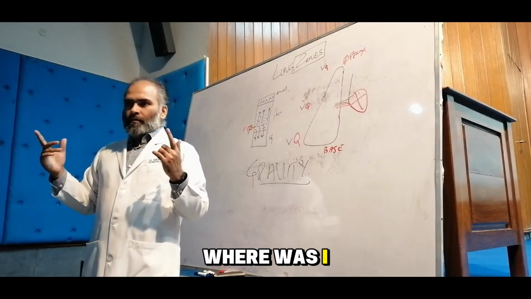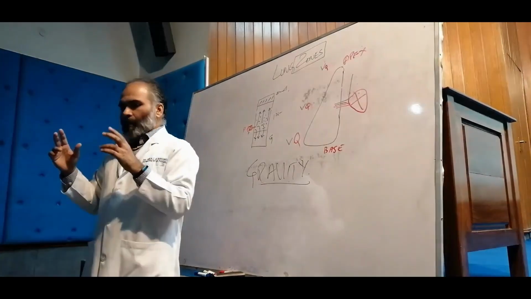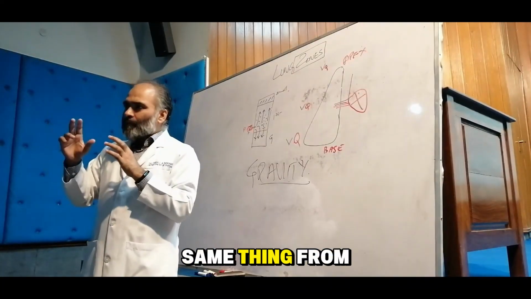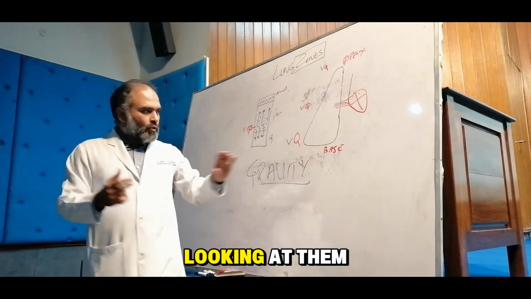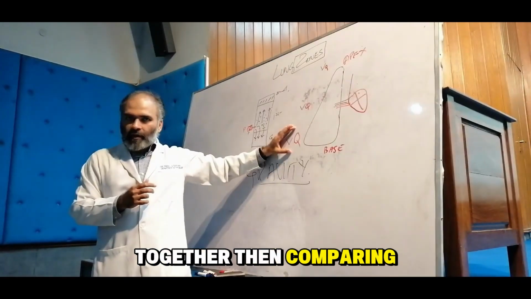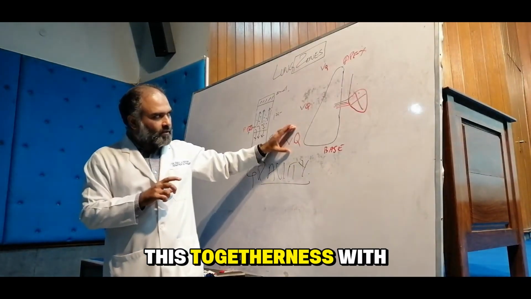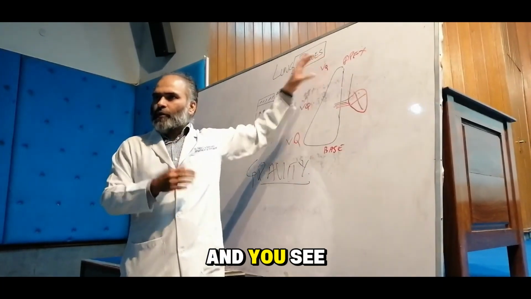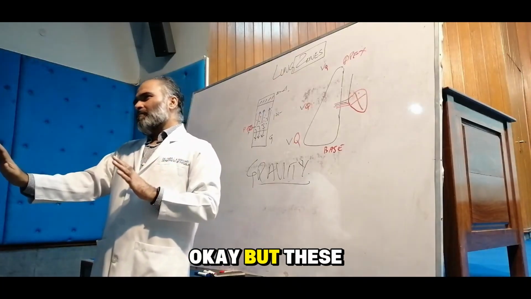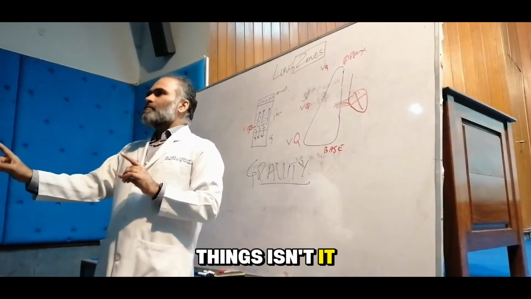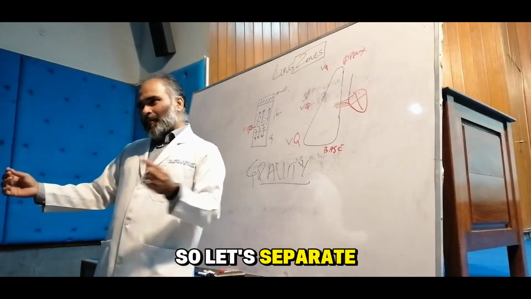Where was I? It's like looking at the same thing from different angles. One angle is looking at them together, then comparing this togetherness with this togetherness, and you see a pattern. Then when you're satisfied with this, you say, okay, but these are two different things, isn't it? Yes, they are two different things. So let's separate them out.